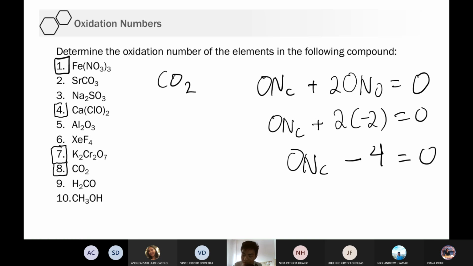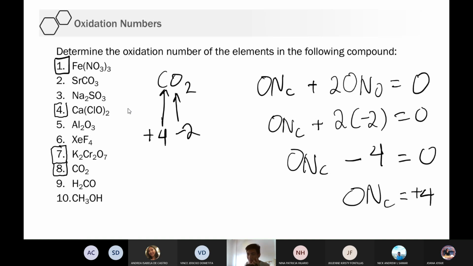So, 2 times -2 is -4. Lipat mo yun sa kabila. The oxidation number of carbon is +4. So, that means this is -2. This is +4. Okay, ganun lang.